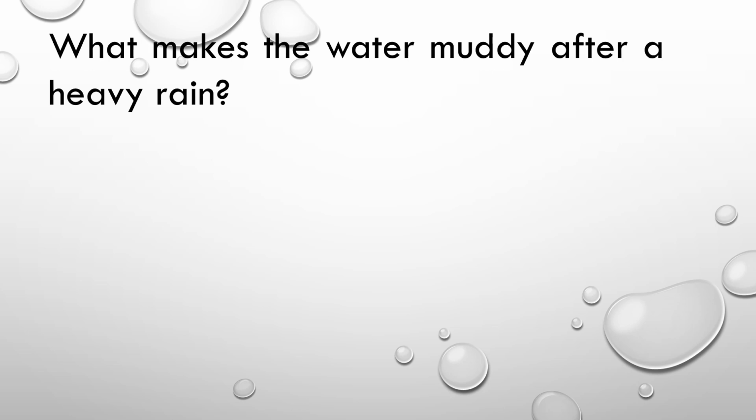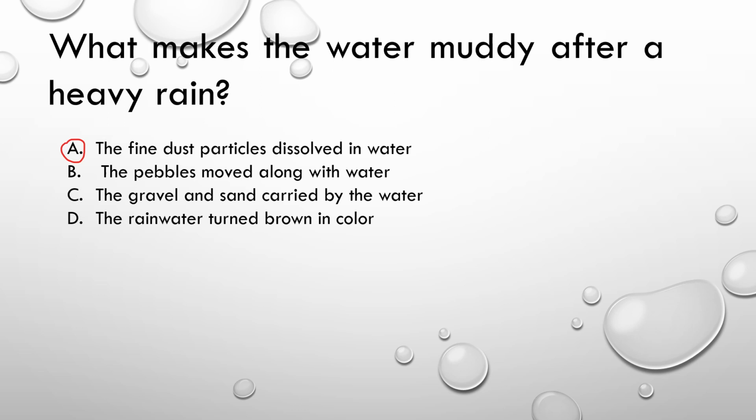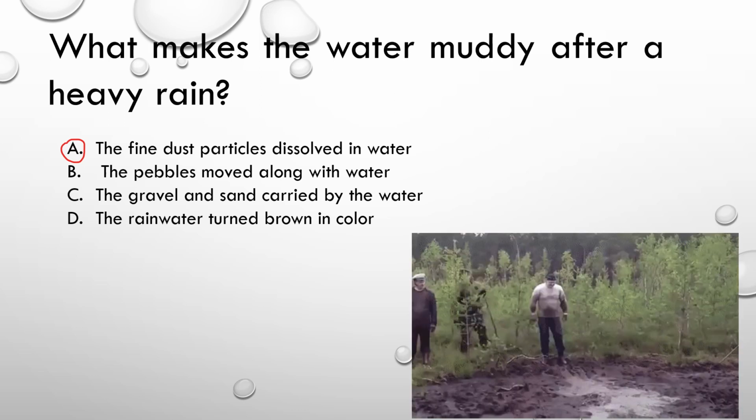What makes the water muddy after a heavy rain? A. The fine dust particles dissolve in water. B. The pebbles move along with water. C. The gravel and sand carried by the water. D. The rainwater turn brown in color. Okay, it's letter A. Next.